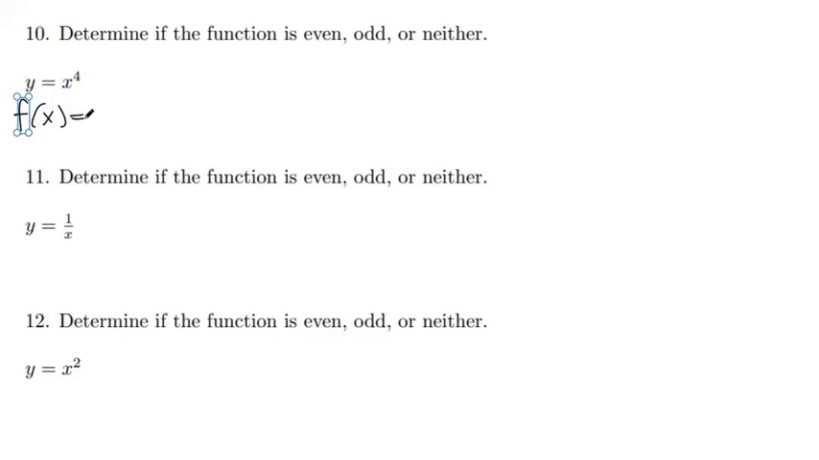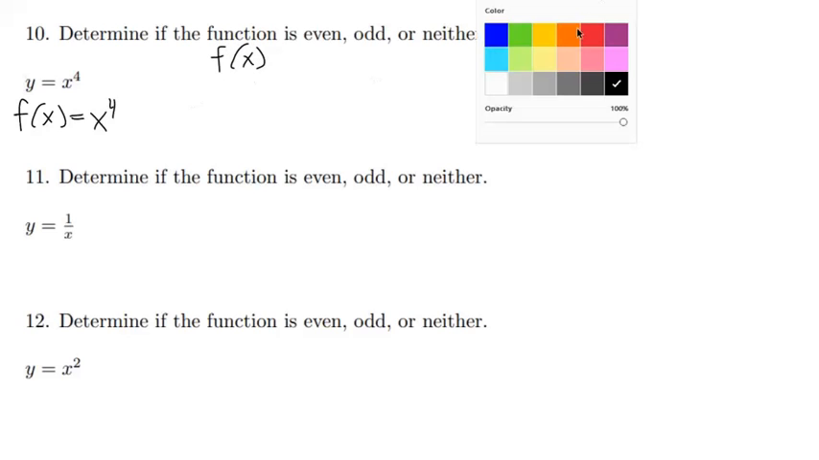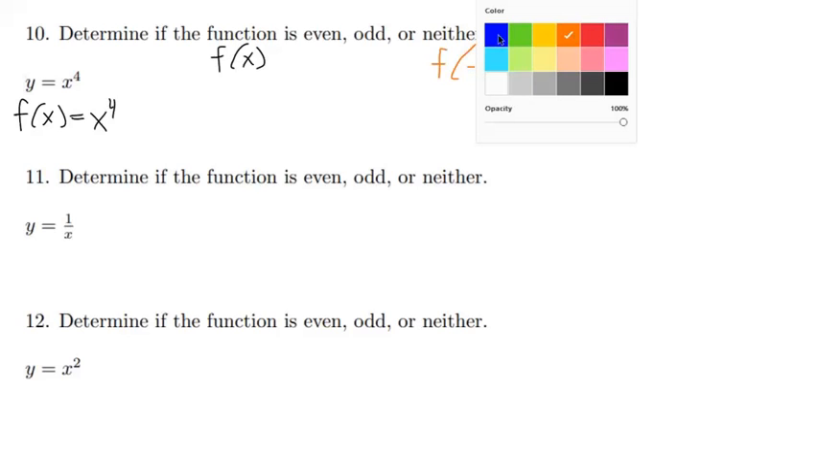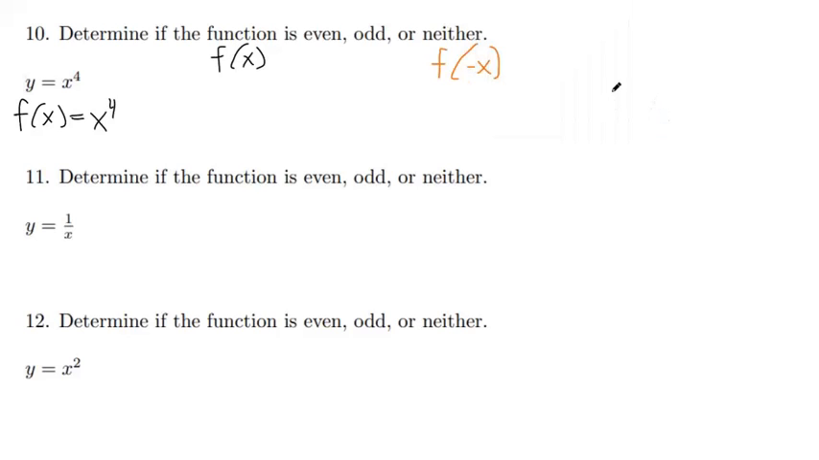So if you're trying to determine whether a function is even, odd, or neither, then you'll want to write out three functions here. The original f of x, so that's just x to the fourth. You'll want to write out f of negative x, which means you go through the function and replace every x with negative x. And then a final one would be negative f of x, which just means you multiply the entire function by -1.